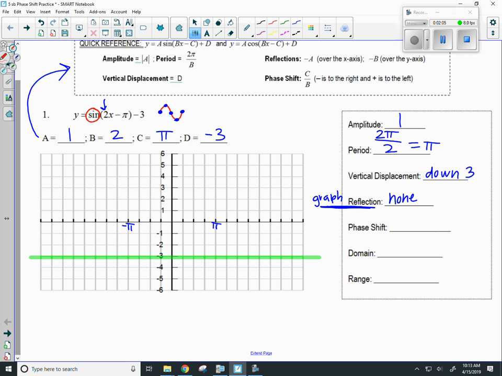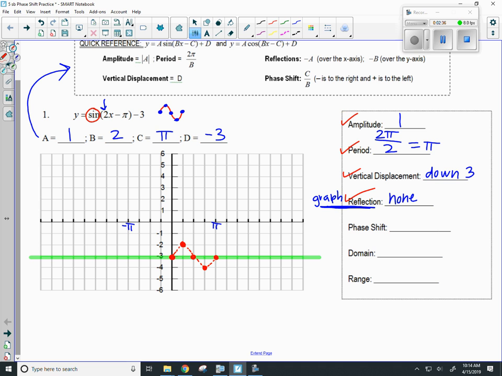So it's going to start at what is essentially our new origin. It's going to go up from here. Amplitude is just 1. It's going to go to the middle, down 1, and then the middle again. So this is the first cycle of that graph. I'm going to double check. We have the amplitude of 1, the graph stops at pi, or at least the first cycle stops at pi. We shifted it down 3, and there were no reflections.